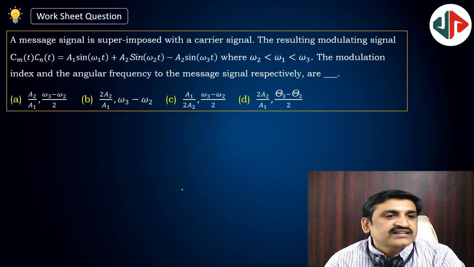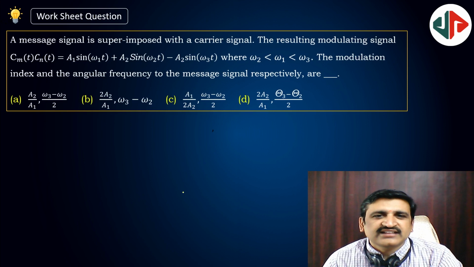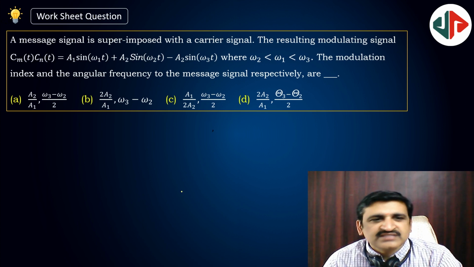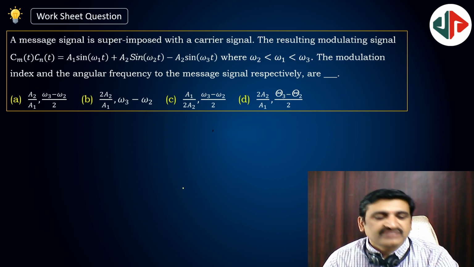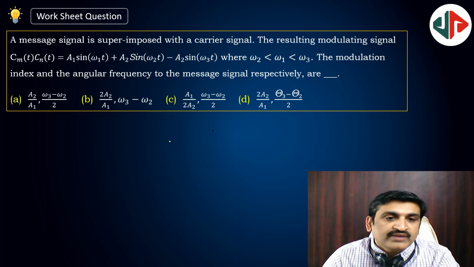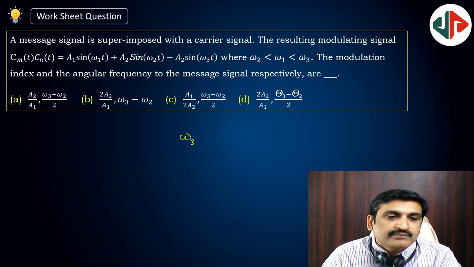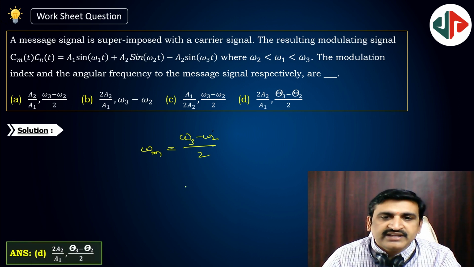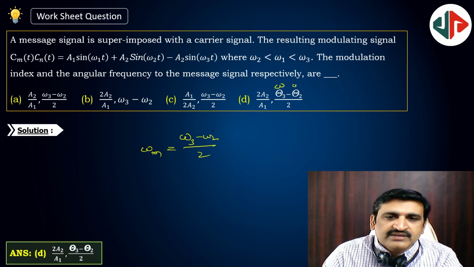A message signal is superimposed with a carrier signal. The resulting modulated signal has components with angular frequencies omega 1, omega 2 and omega 3. What is the angular frequency of the message signal after superimposition? Omega 3 minus omega 2 by 2 is the message angular frequency. So obviously the answer must be D.